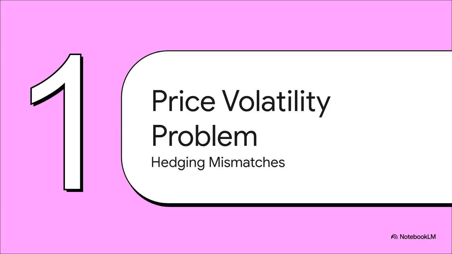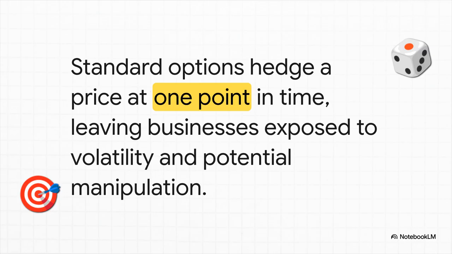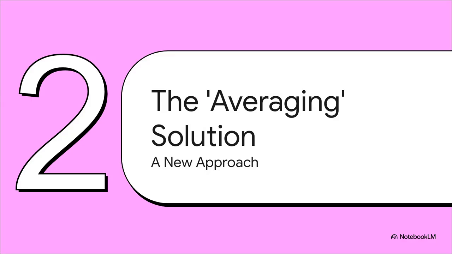This brings us right to the heart of the price volatility problem. You see, your standard off-the-shelf option, well, it's designed to protect you at one single point in time, the expiration date. And that's great, but it leaves you totally exposed to all the ups and downs during the month. And here's the kicker. A single price point on a single day can be a target for manipulation, especially in markets that aren't traded very heavily. So, what's the fix? How do you solve this puzzle?